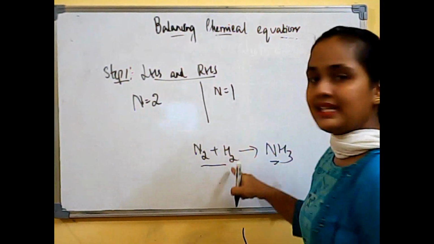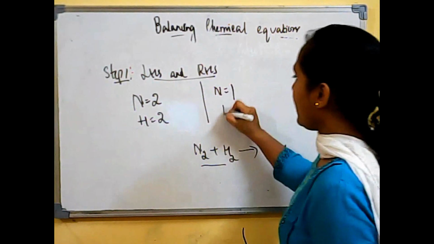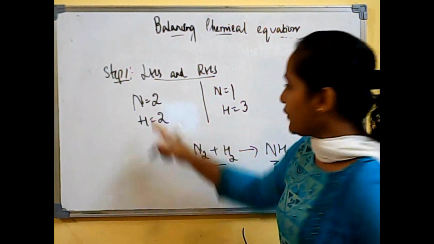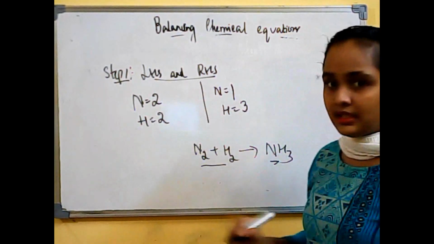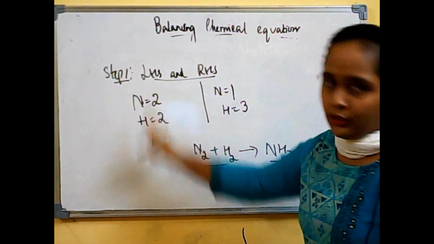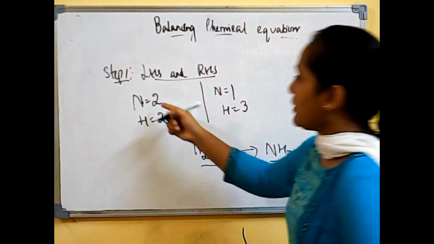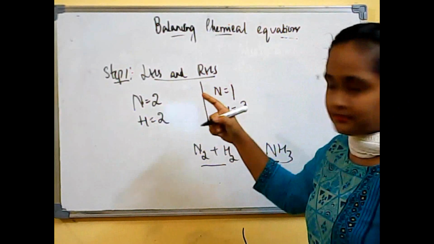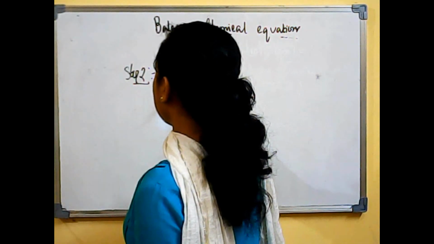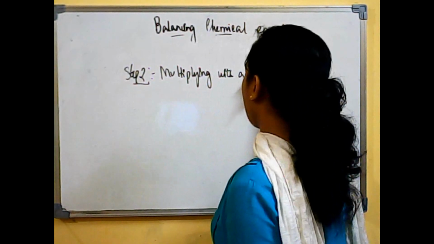Now coming to the next element, it is hydrogen, 2 atoms. RHS hydrogen having 3 atoms. Now if you observe these both elements, they are not balanced. So we can proceed with any one of them. So first we will move towards the nitrogen, because nitrogen is simple to balance. So my step 2 would be multiplying with the common factor.